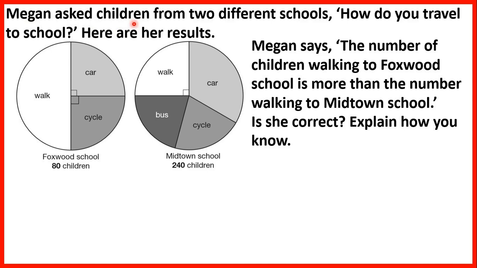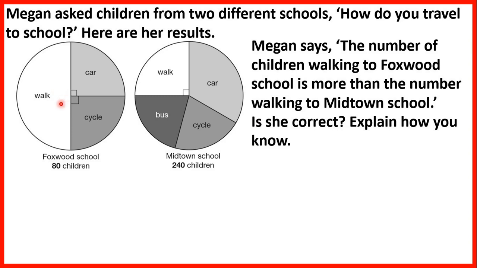Megan asked children from two different schools, how do you travel to school? Here are her results. So we have a pie chart for Foxwood School and a pie chart from Midtown School. Megan says the number of children walking to Foxwood School is more than the number walking to Midtown School. Is she correct? Explain how you know.